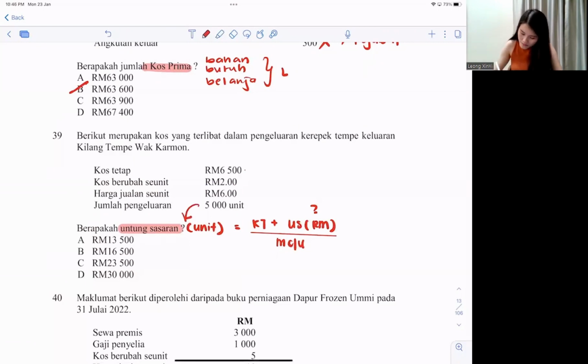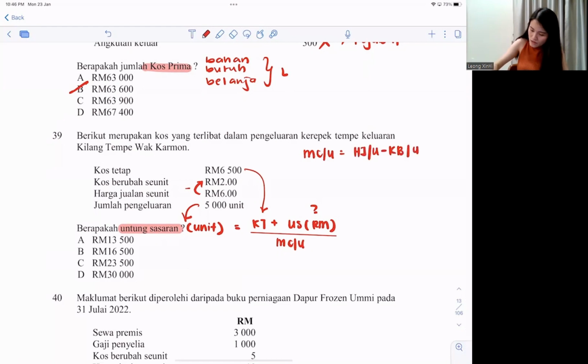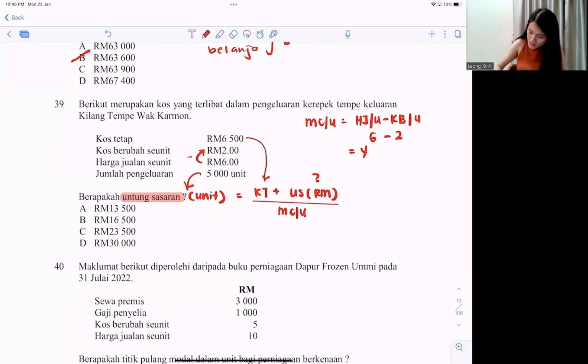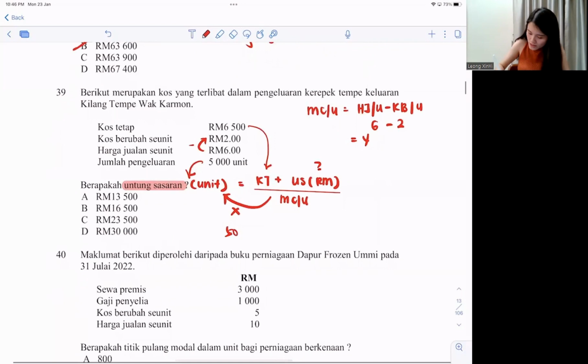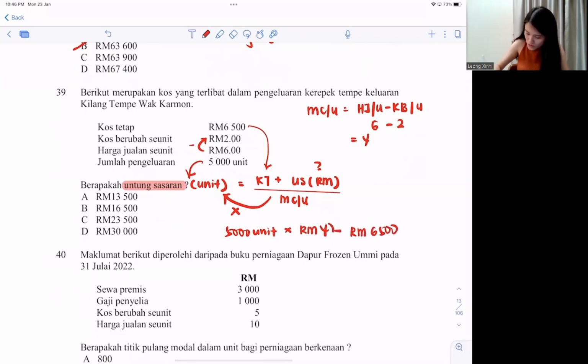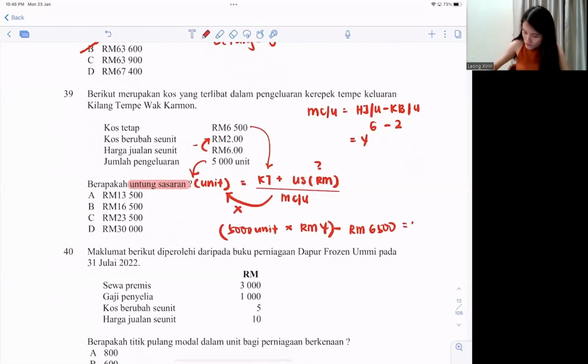So jumlah pengeluaran is actually the untung sasaran in unit form. Okay, but cost tetap, yes, we have. Margin caruman is this minus this, 6 ringgit harga jualan seunit, tolak cost berubah seunit. So 6 minus 2 is 4. That's why you're going to see yourself moving this over first, to multiply. That's why it's 5,000 unit times margin caruman per unit RM4 minus cost tetap of 6,500. But make sure you do this first. Okay, then that will be your untung sasaran already.